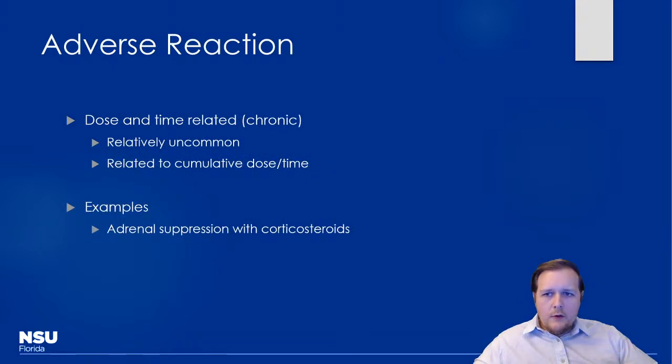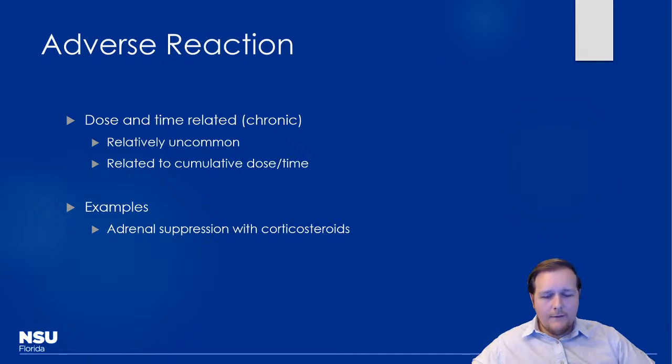Sometimes things can be dose and time related. These are relatively uncommon, but are more related to the cumulative time and the dose that a patient has been on a given drug. A good example of this is corticosteroids. I'm sure you've covered lots of negative feedback loops in physiology with Professor Kaplan, but we know that if you supply the body with exogenous hormones, typically they're going to shut down production of those hormones within the body, right? So if I give someone, for instance, testosterone, their testes are going to atrophy because they don't have to produce their own testosterone. Well, the same thing happens here with corticosteroids and the adrenal glands.